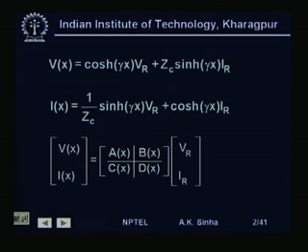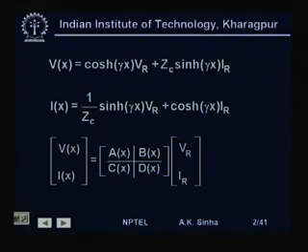Similarly, the current at a distance x from the receiving end, Ix, is equal to 1 by Zc sin hyperbolic gamma x into Vr plus cos hyperbolic gamma x into Ir, where Zc is the characteristic impedance of the transmission line, and it is given by square root of z by y, where z is the series impedance of the transmission line per unit length and y is the shunt admittance of the transmission line per unit length. As we see, these equations involve hyperbolic functions.